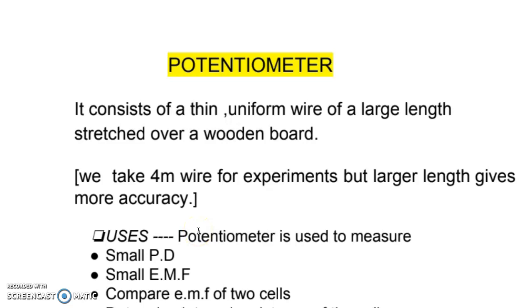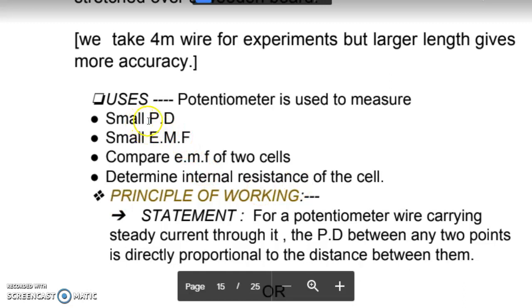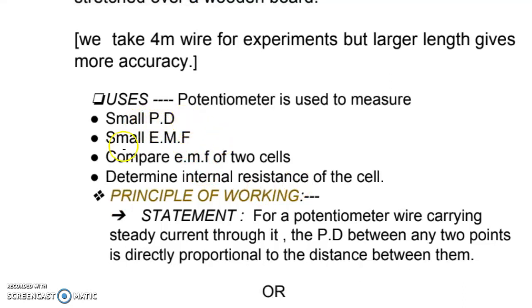Now, what this instrument actually is, as we said, it's just a thin, uniform, long wire. What can it be used for? What are the applications of it? As the name itself is indicating, the potentiometer can be used to, first thing is, measure small values of potential differences. It can also be used to measure small value of EMF. What's more important is, as the name itself is saying, it's potentio, that is potential difference. Meter is measuring potential difference.